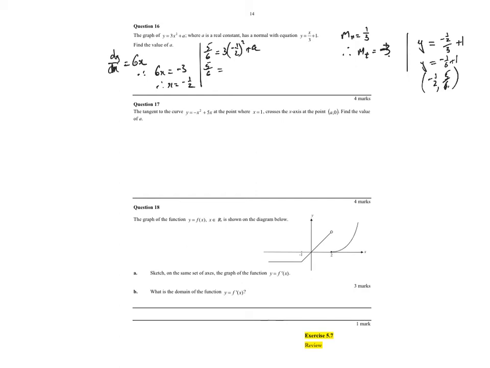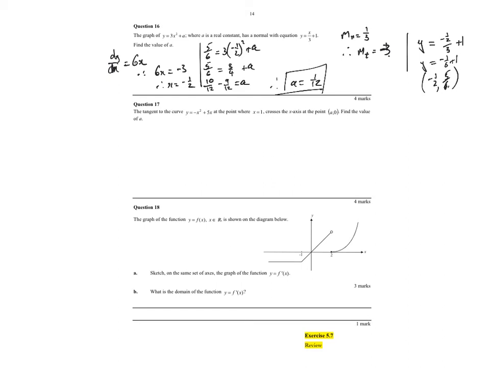5/6 is equal to, well, -1/2 squared is 1/4. So if I make them both 12, I get 10 on 12 minus 9 on 12 is equal to a, or a is equal to 1/12. That'll do us.